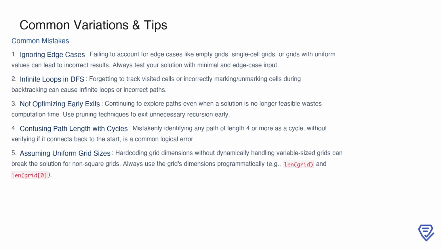If you already know that a particular path cannot lead to a valid solution, continuing to explore it wastes valuable computation time. Pruning techniques can help you terminate these unnecessary recursions early. Additionally, it's easy to confuse paths of a certain length with actual cycles. Remember, a cycle must connect back to the starting point. Finally, hard-coding grid dimensions is a risky assumption. Grids can be non-square or vary in size, so you should always determine their dimensions dynamically using functions like len(grid) and len(grid[0]), to ensure your solution is robust for different inputs.